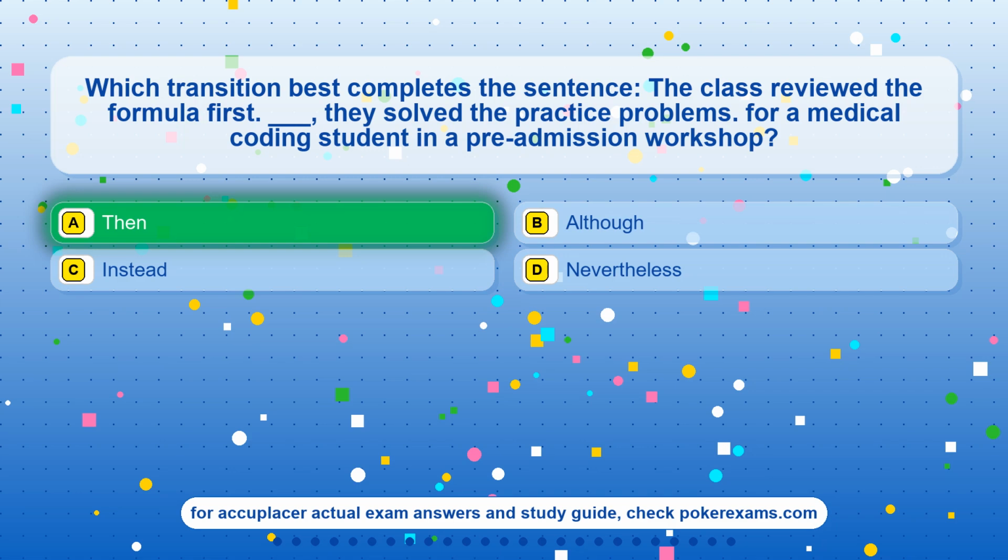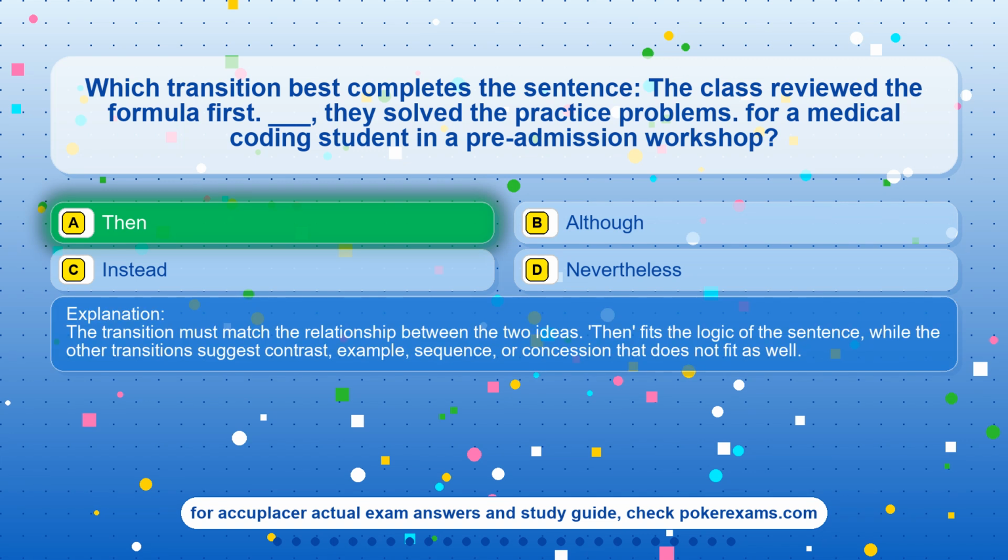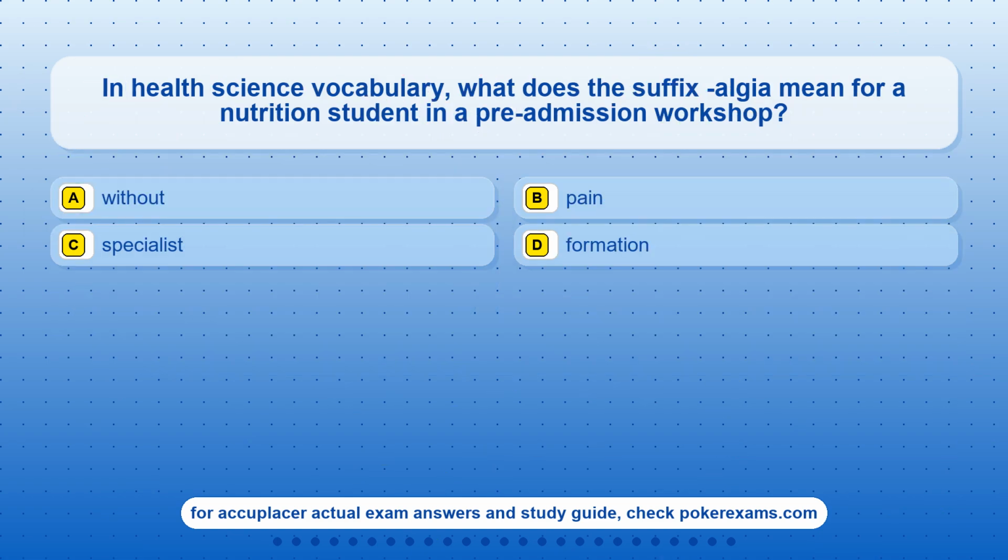The correct answer is option A. Then. The transition must match the relationship between the two ideas. Then fits the logic of the sentence, while the other transitions suggest contrast, example, sequence, or concession that does not fit as well.